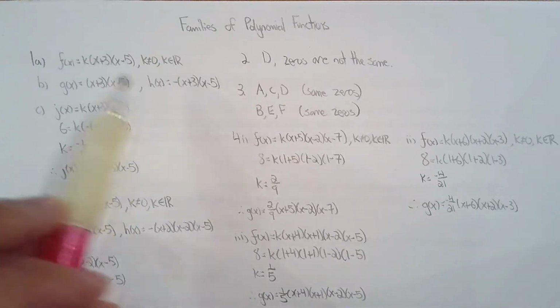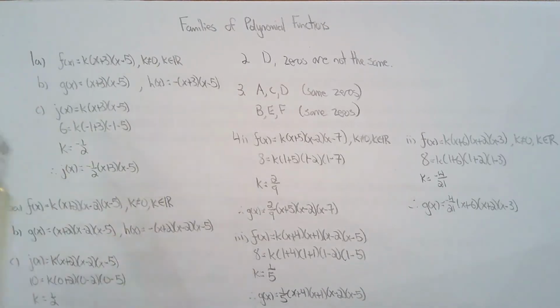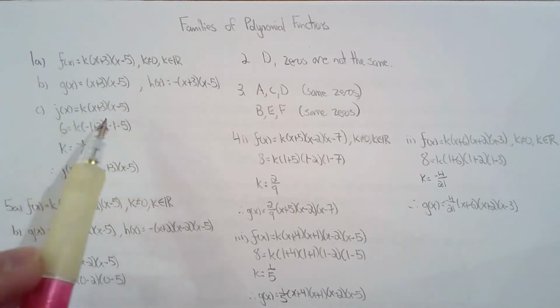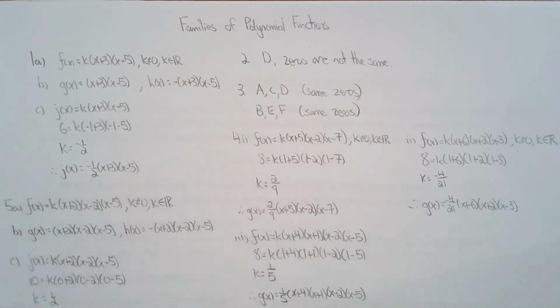So this is pretty much grade 10 math, to be honest with you. Like in grade 10, you're given the zeros and a point and solve for the equation. So that's very reminiscent of 1C. For question 2, they ask you which of the functions does not belong to the same family. And the answer is D, because the zeros are different from the other three.